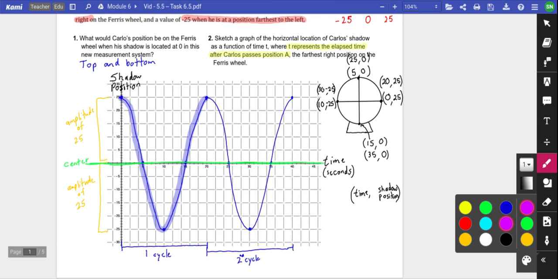So the points at the top, which are the ones that I'm pointing out with the arrows, mean that you are all the way to the right of the Ferris wheel. Since we're measuring the distance on the ground, that just means that you are furthest to the right on the wheel. Similarly, the points at the bottom would signify that you are all the way to the left.